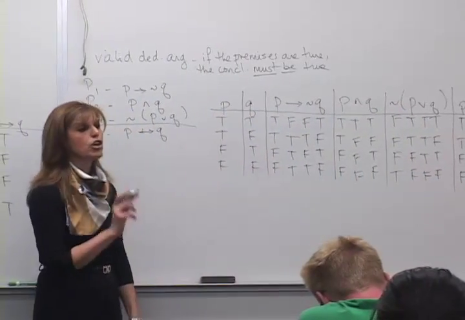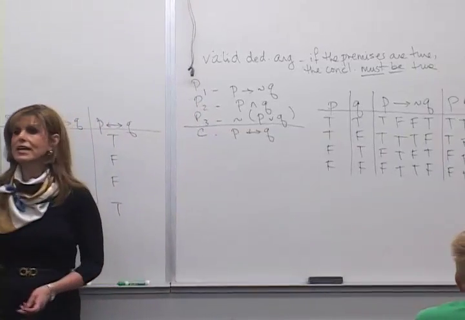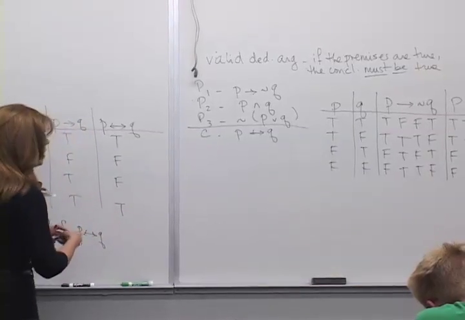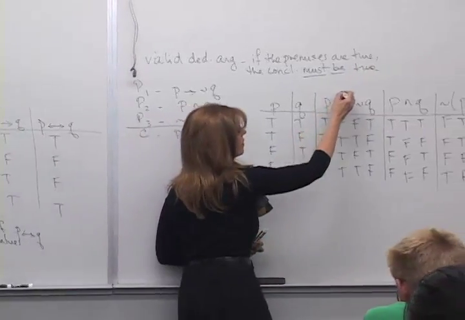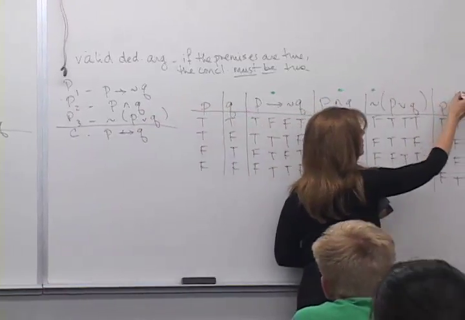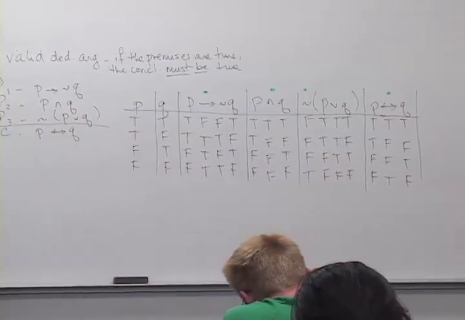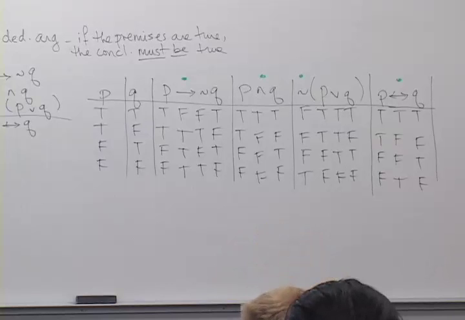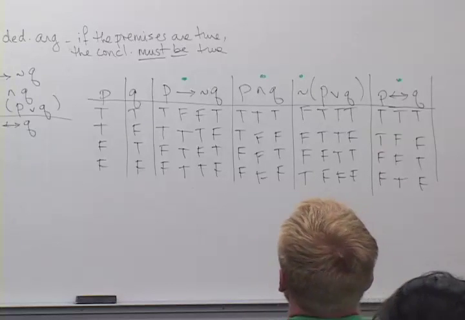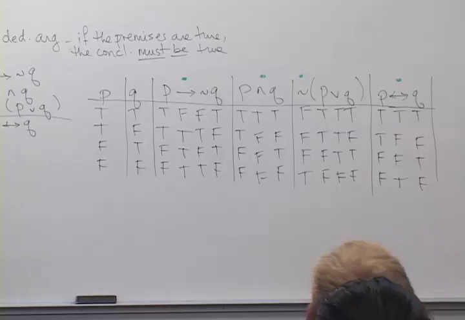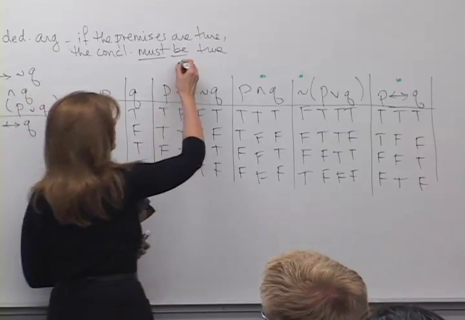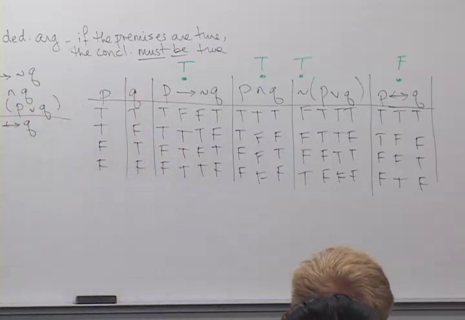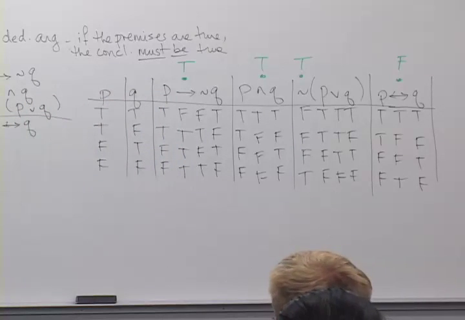Now I'm going to look for a row where the main connectives in the premises are all true. So the main connectives are in this one, in this one, in this one, and in this one. So I'm going to look to see, is there such a row where those are true and my conclusion is false? Do you see such a row? Yeah. So we're looking for the main connective to have what? True. We're looking for this row: this to be true, this to be true, this to be true, and this to be false. Do we have that row? No, we don't.